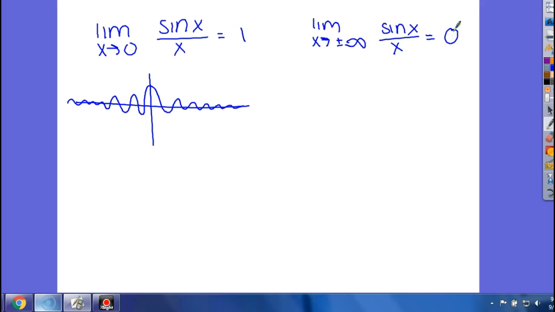We now know these. These are known facts. You don't need to prove them. Anytime you see them, you just need to know this.